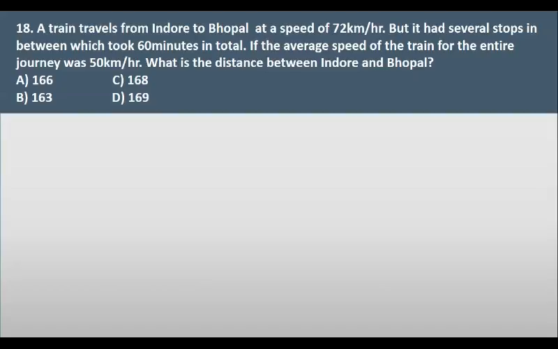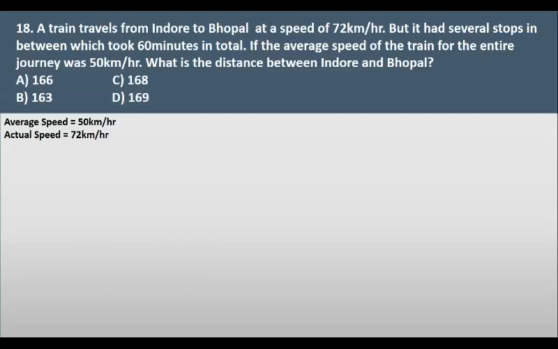So let's start the solution. We are required to find the total distance between Indore and Bhopal, and it is given that the average speed of the train was 50 km per hour while the actual speed was assumed to be constant at 72 km per hour. And we also know that the train stopped for 1 hour.